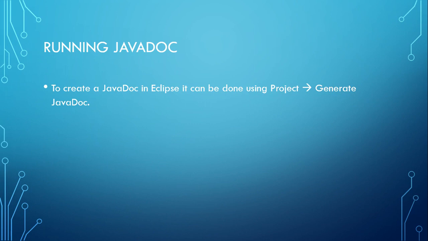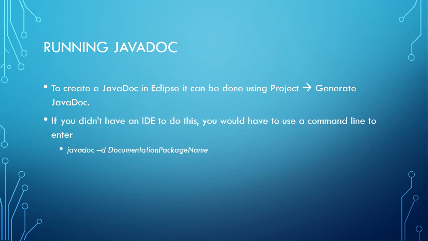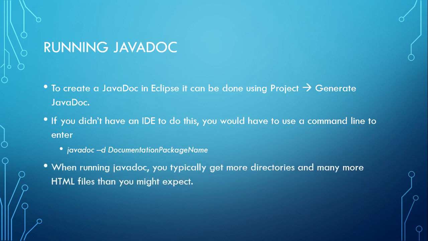Now, for running JavaDoc, this is the part I know you really wanted to see. To create JavaDoc in Eclipse, it can be done by using Project, Generate JavaDoc. If you didn't have an IDE such as Eclipse to do this, you have to use the command line to enter things like javadoc -d documentation package. When you're running JavaDoc, you typically get a lot more files and directories and many more HTML files than you might expect. And just lastly, you don't need to run JavaDoc on an entire package, though typically we do.